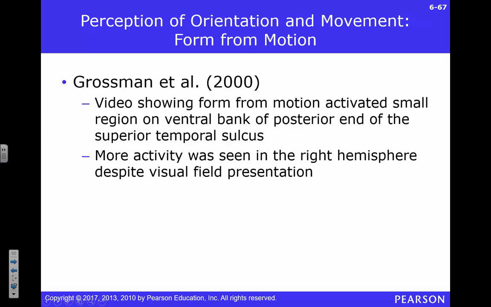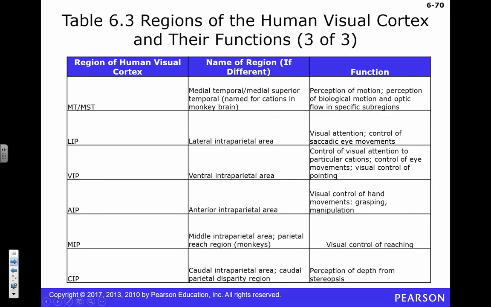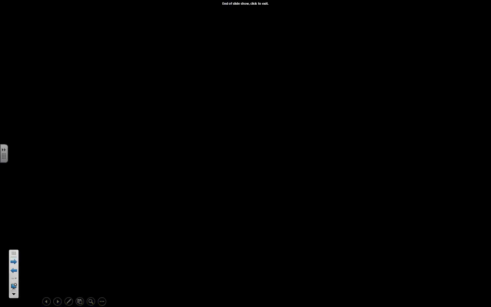Let's see. Visual motion. Here's all that list of brain regions. Tells you what they do, where they're located, and so forth.